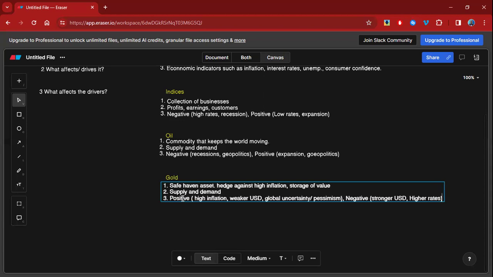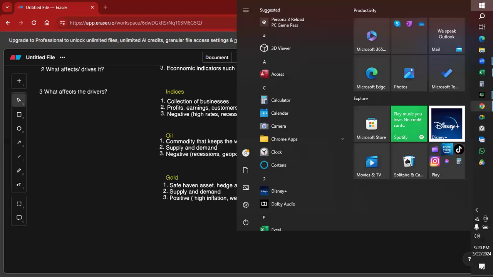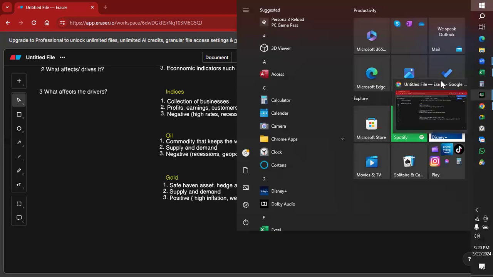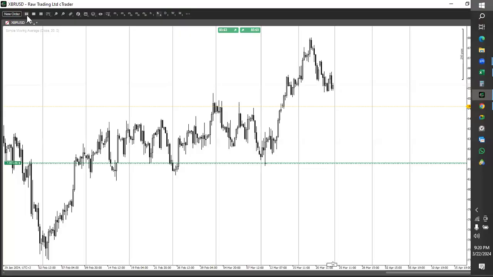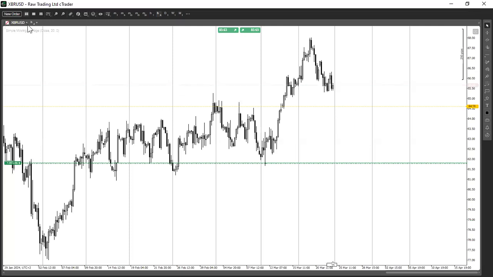And obviously, some of the opposites of the positive effects apply. So that is how we now have a simplified understanding of gold based on those three questions, right? And then if we go on to the chart example, we won't be going into the spreadsheet for this one as well.